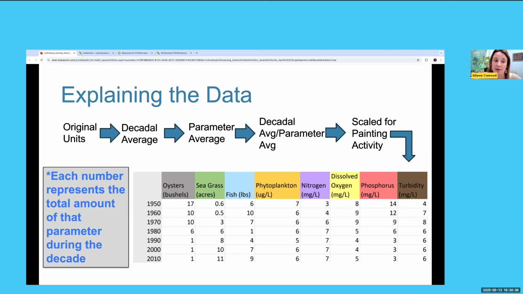They did an average for that parameter, because you can see these are in really different units, right? Oyster is measured in bushels, which is how much you're actually taking out. Turbidity is in milligrams per liter, phytoplankton is in micrograms per liter, seagrass is in acres. So those aren't directly comparable kinds of things. So what they did was average for each one, and then have the decadal average divided by the parameter average, and then they scaled them for the amount of paint so that we'd always have enough paint to cover the thing. So it's the proportion within each metric.